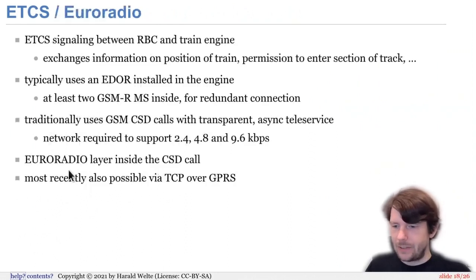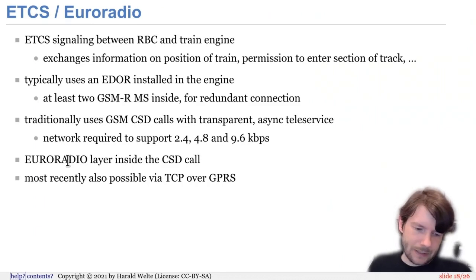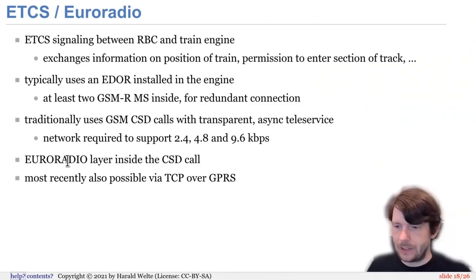This Euro Radio layer, for those who may be interested in that, has an additional crypto layer. So there's end-to-end encryption between RBC and the ETCS equipment on board of the train. So even if the crypto of GSM or GPRS is broken, there's a separate layer of encryption with authentication and so on in the Euro Radio layer. In terms of encryption, by the way, GSM-R has A5/1 as a mandatory requirement and A5/3 as an optional requirement. I don't think A5/0 or A5/2 are required anywhere in the specs.